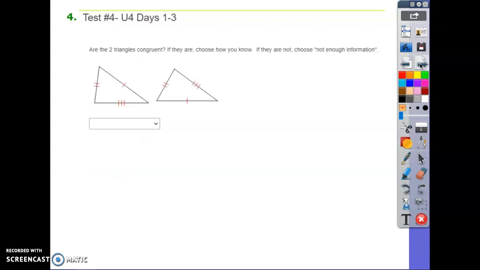Number 4, all three sides are congruent. This side corresponds to this side, it's congruent. This side corresponds to this side, and it's congruent. And then for the third side. So this is side, side, side.